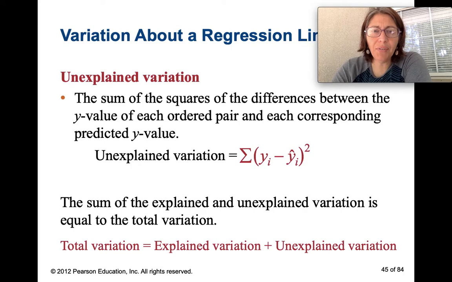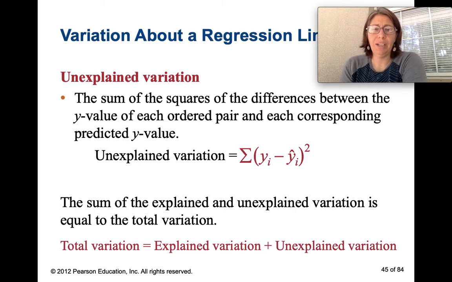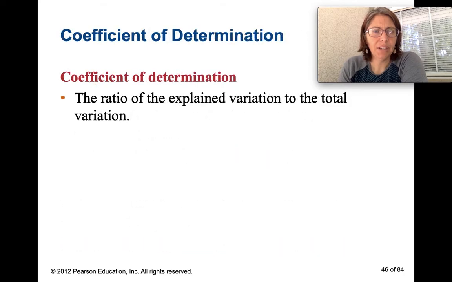Okay, so the sum of the explained and the unexplained variation is always going to equal the total variation. We have only two different types of variation: one that's explained and one that is unexplained, and that makes up the total variation. So we can find one or the other if we have two, depending on which values we have.